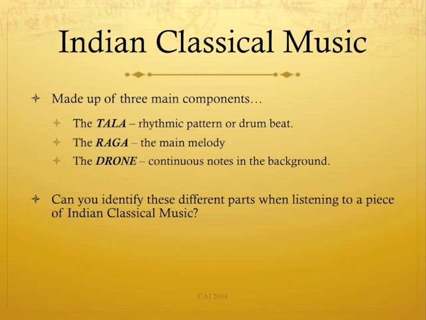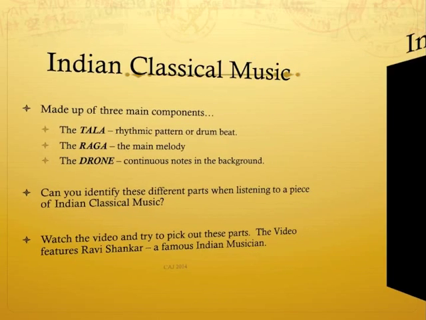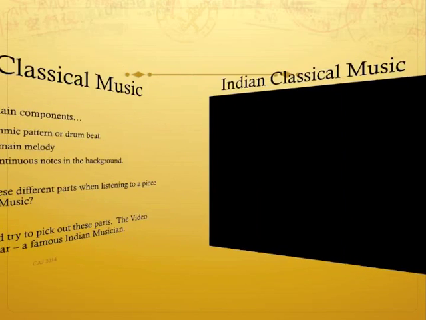Now I'm going to show you a video of 3 Indian classical musicians performing a piece of classical music. I want you to try and identify these 3 different parts. See if you can see the instruments that they're playing them on, and see if you can pick out the 3 individual sections. The video that I'm going to show you features an Indian classical musician by the name of Ravi Shankar, who's perhaps one of the most famous Indian classical musicians there is. So here we go. Let's have a little look at this video and see if we can identify those 3 parts. We're looking for the tala, the raga, and the drone. Let's have a little look.